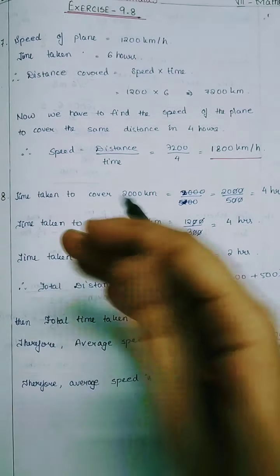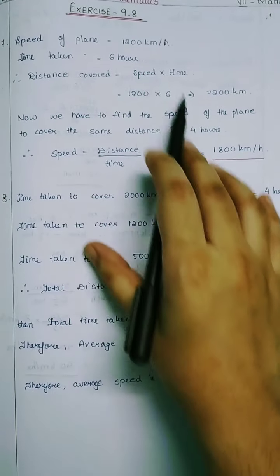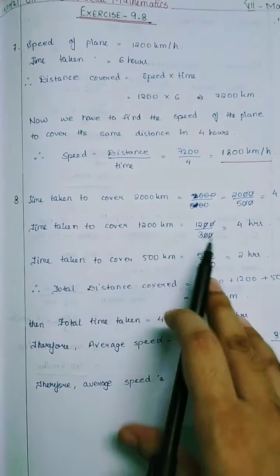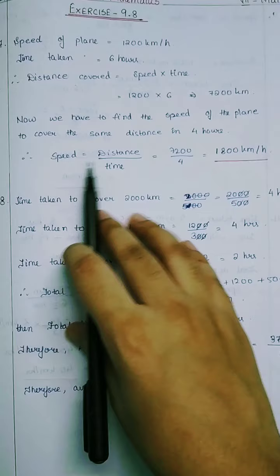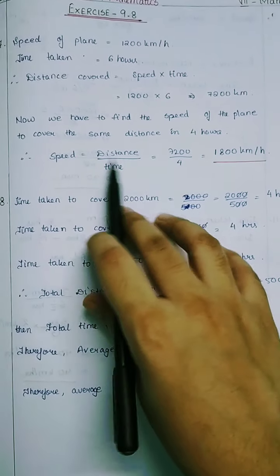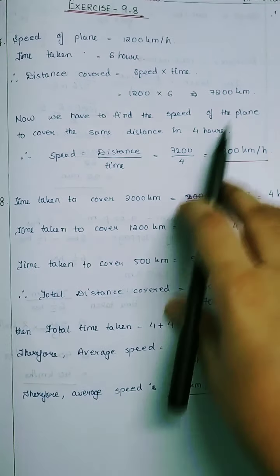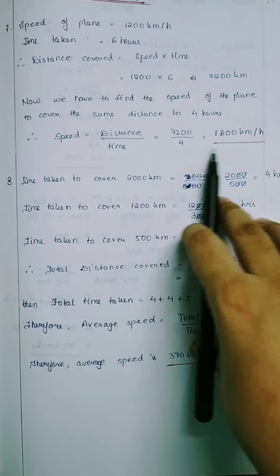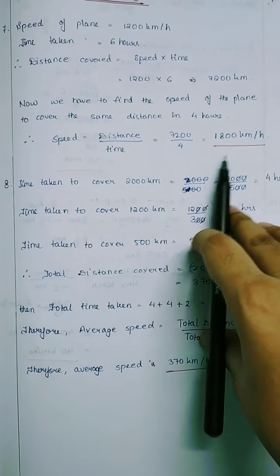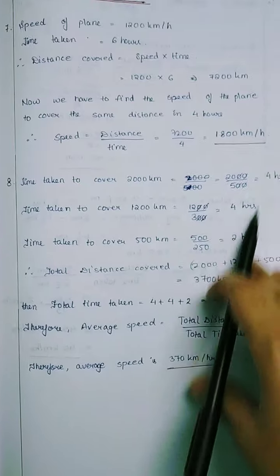Now we have to find the speed of the plane if it covers the same distance in 4 hours. So the time has changed now. Speed is equal to distance by time. So distance is 7200 kilometers by time 4 hours. So 7200 by 4 is equal to 1800 kilometers per hour.